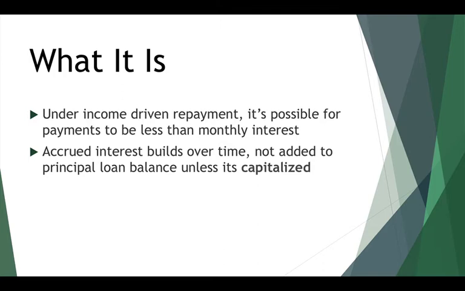The issue is that under the income-driven repayment options, so say you pay off your loans under Revised Pay As You Earn, Income-Based Repayment, or Income-Contingent Repayment, it's possible that your income is low enough that your monthly payment calculated using one of those repayment plans is actually less than the interest that accrues on your loans each month. Now, if that happens, that accrued interest builds over time, but it's not added to the principal balance of your loans unless it's capitalized. And that can happen for a couple different reasons, which we'll go over later.